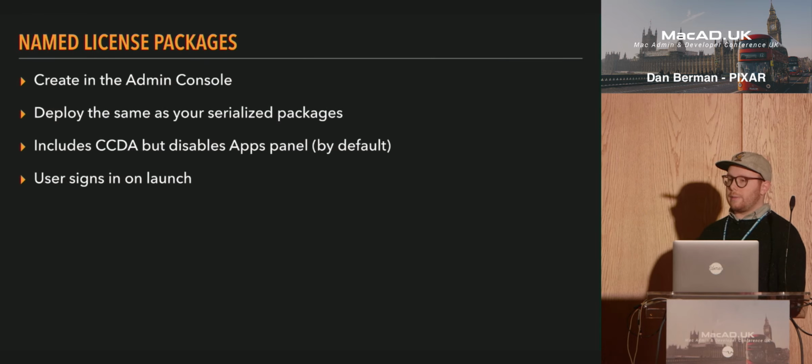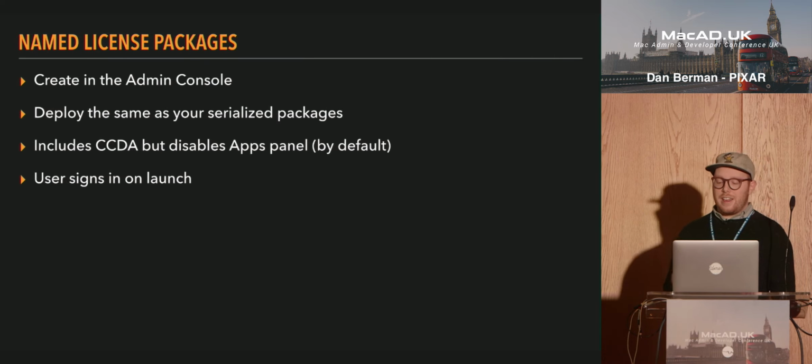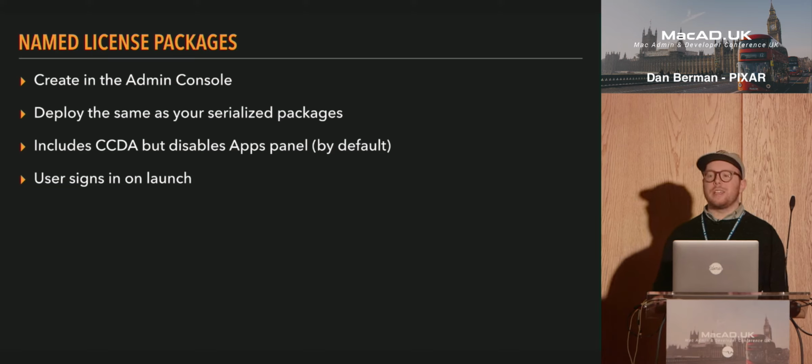So I want to talk really quick about named license packages because I haven't forgotten that those are a thing. If you moved to named licenses and you really, really want to still package everything yourself, you can do that. You can use named license packages, which are basically not very different from trial packages. They're just Adobe apps that don't have a license, and so you need to sign into them. It includes the CCDA, but it disables the apps panel by default. But you can still deploy it the same way you're doing your serialized packages, and the user just signs in when they need to launch it.